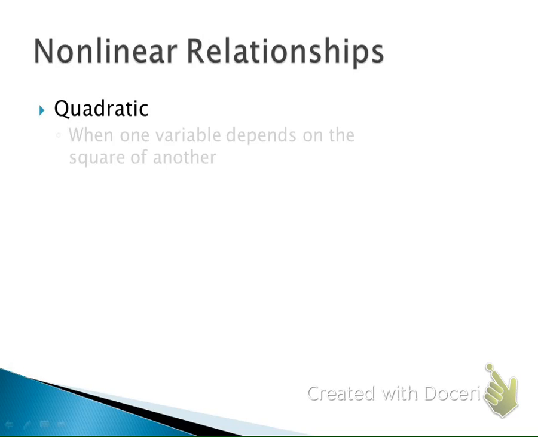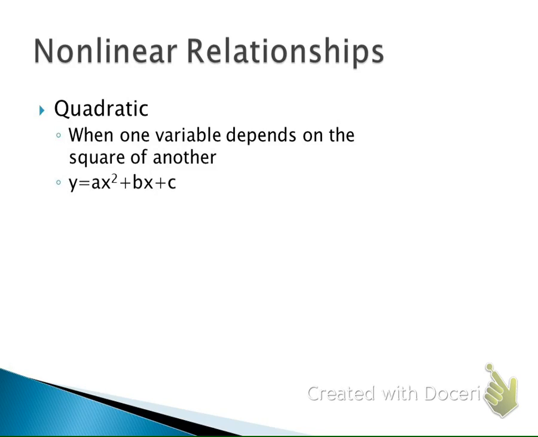Let's look at a quadratic graph here. This is when one variable depends on the square of another. So a quadratic relationship is when one variable depends on the square of the other. There's our equation for that: y equals ax squared plus bx plus c.